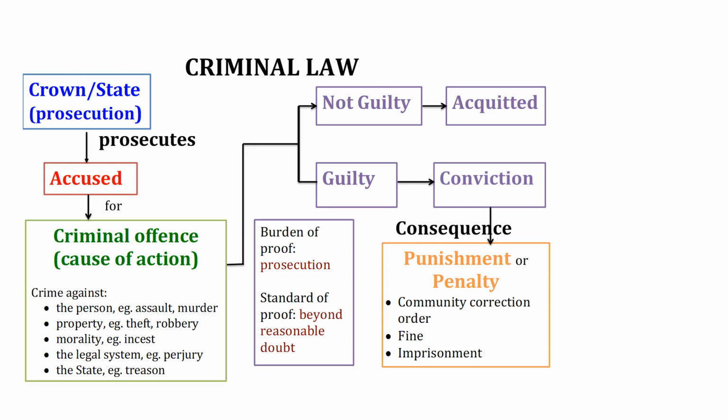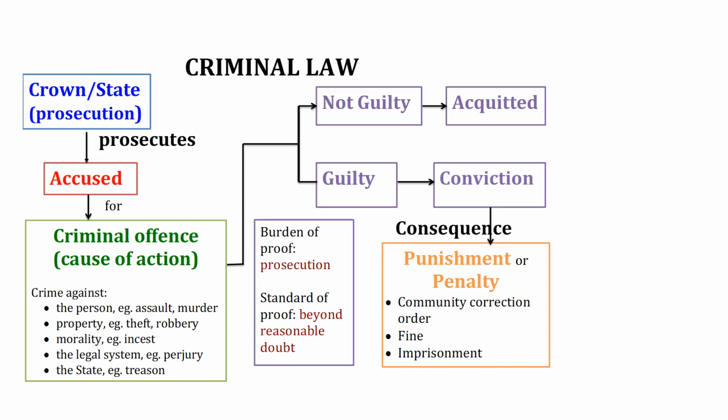This diagram illustrates the language and concepts that are used to describe a criminal case. In a criminal case, there are 2 parties. The first party is the Crown or the State, sometimes known as the prosecution. The second party is the accused, that is, the person who has been charged with the criminal offence. Note that the victim is not a party to a criminal case. The victim may well give evidence, that is, may be a witness in the criminal case, but the victim is not a party to the criminal case.